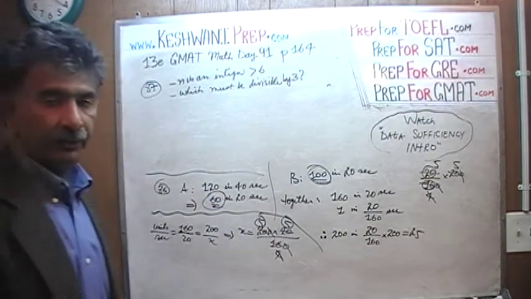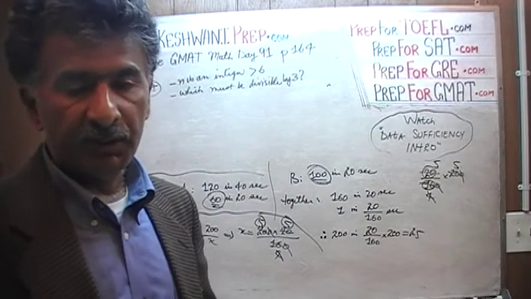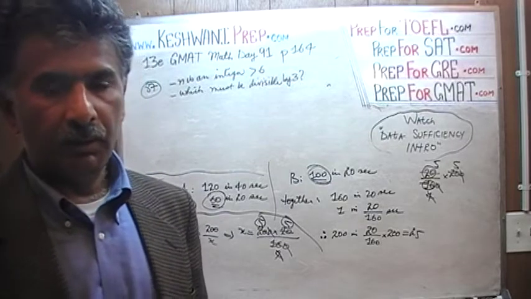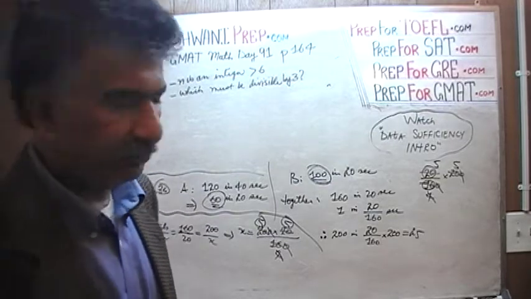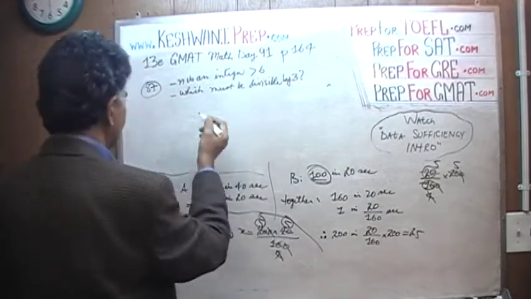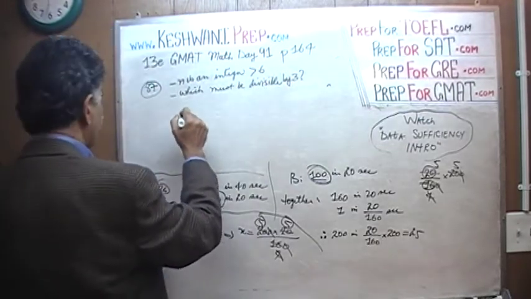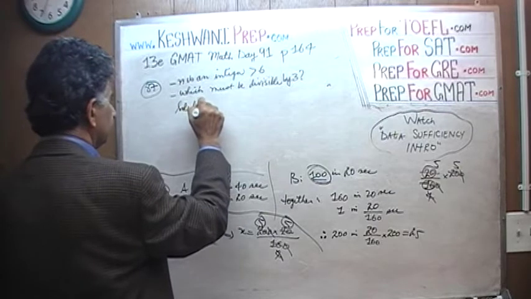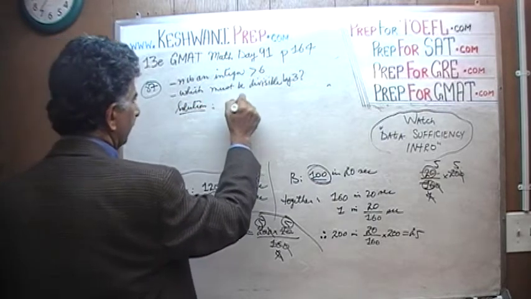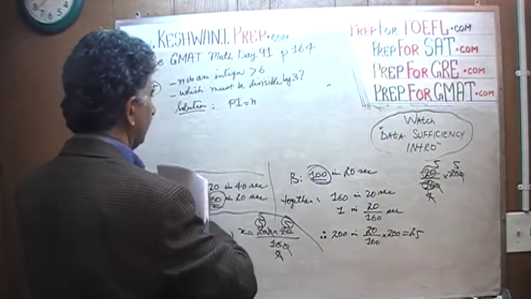Well, the quickest and the simplest way to take care of this is to just plug in numbers and see what happens. Don't try to do it in abstract terms, don't try to do it algebraically, just plug in numbers. n has to be more than 6. Let's plug in 7. Okay, so here's the solution.